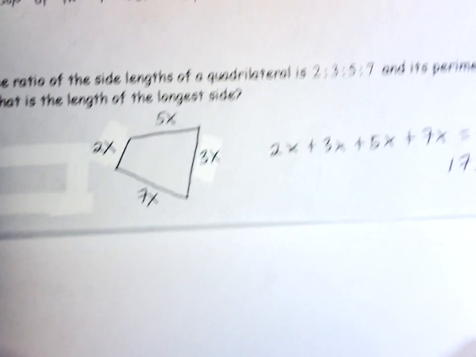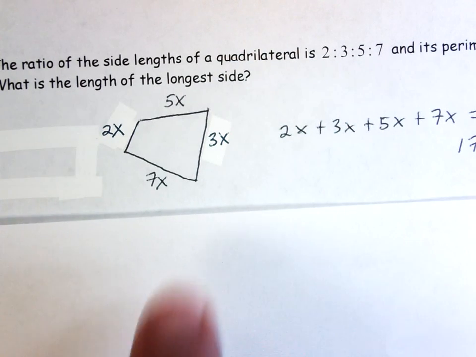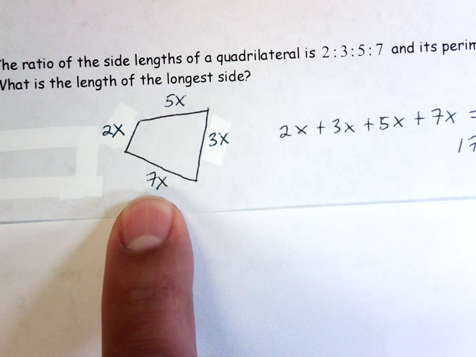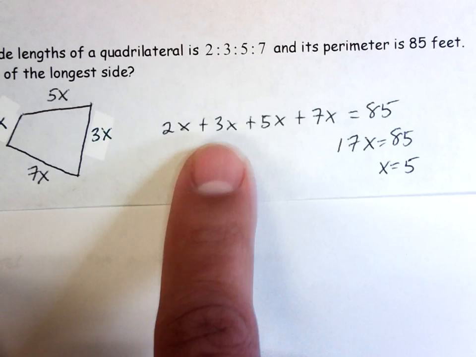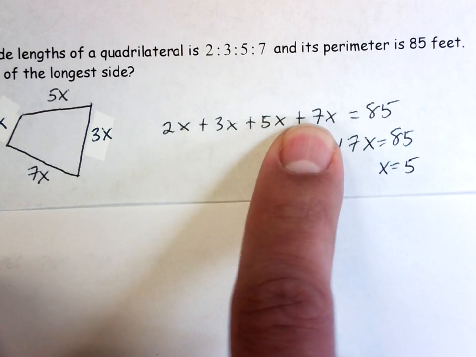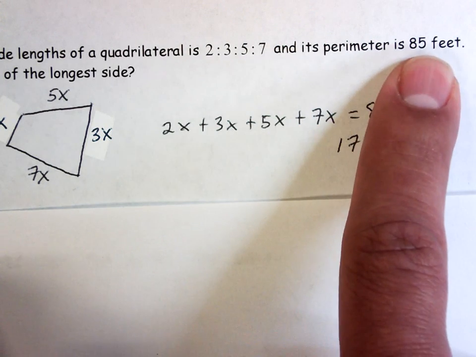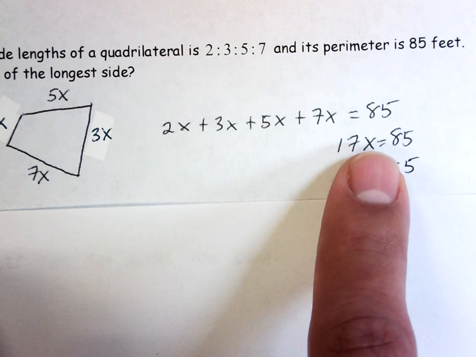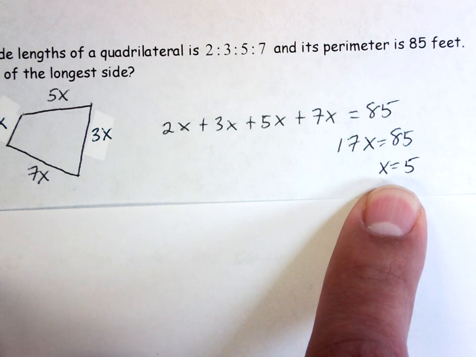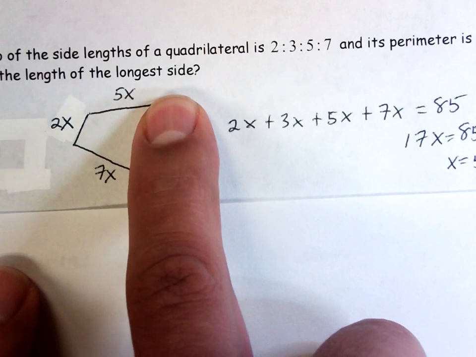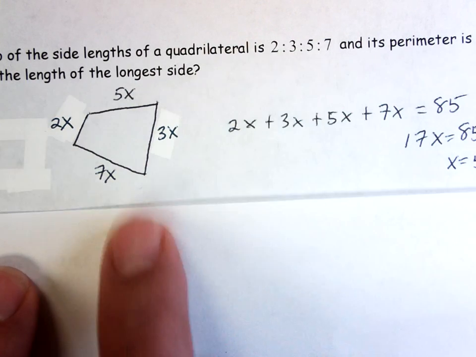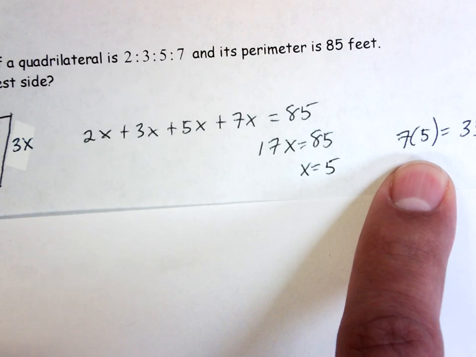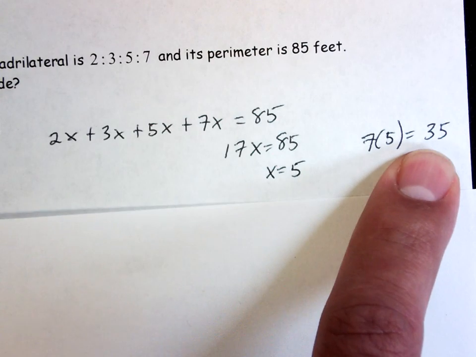So if I draw my shape, it looks something like this. It's a quadrilateral. That side is 5x, 2x, 3x, and 7x. So if I add them all up, 2x plus 3x plus 5x plus 7x, well, they've told me the perimeter is 85. So if I add all these, it should equal 85. So then 17x equals 85, x equals 5, and it asks me for the longest side. Well, the longest side has to be the 7x right here. But we just solved for x. If x is 5, my longest side has to be 7 times 5, which is 35.